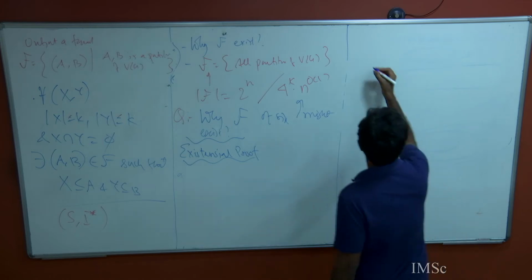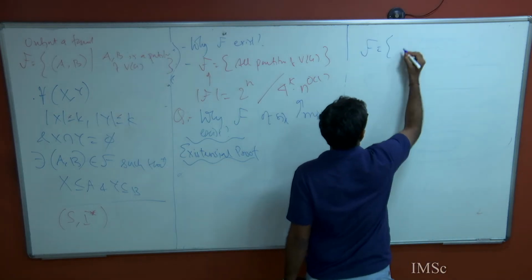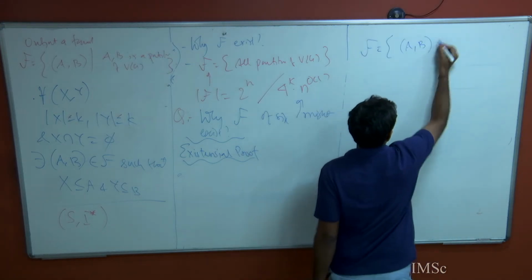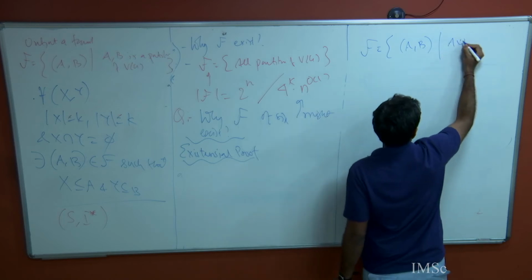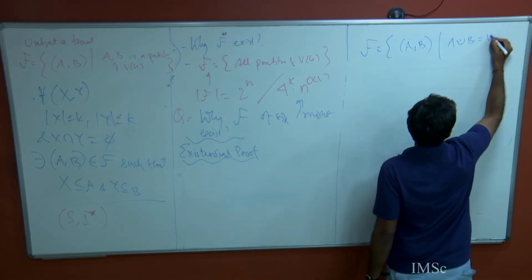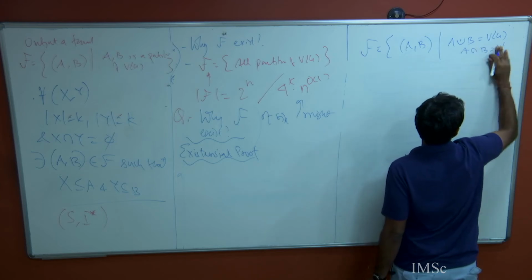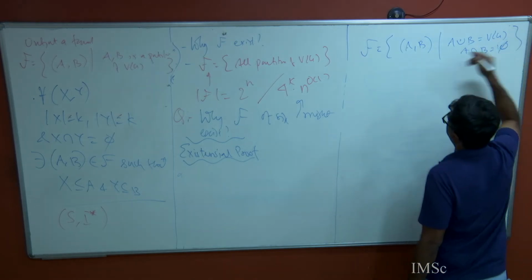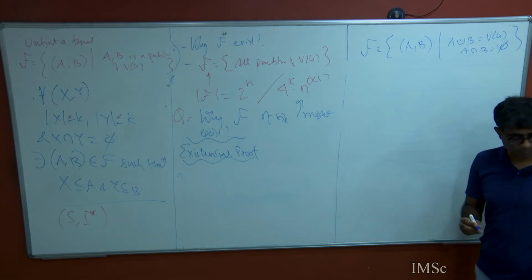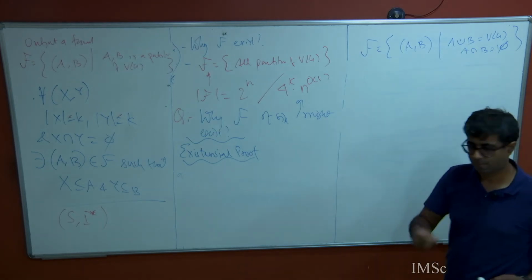Okay. So here is my F, a family of pairs (A, B), where A and B are disjoint, A intersection B equal to the empty set. So basically, I start with all partitions, and here is my algorithm.